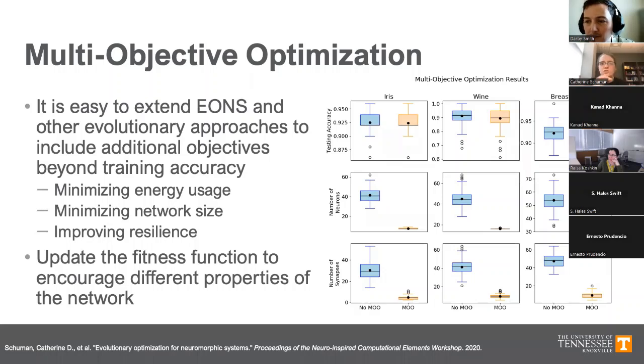The objective here was to try to minimize the network size, which typically has a consequence of also minimizing energy usage. And what you can see is that when we included the additional objective, it didn't really hurt the testing accuracy on our simple classification tasks at all. But what it did do was significantly drop the number of neurons and synapses required to solve the task. So we were not including any objective about network size. It could do whatever it needed to solve the task. But as soon as we added that additional objective, it could significantly decrease the network size.